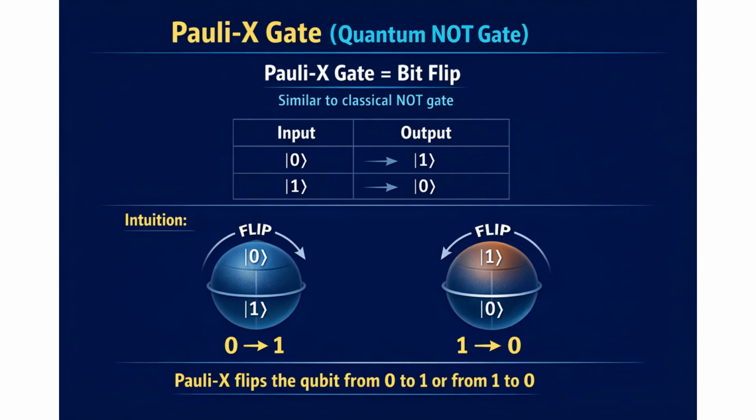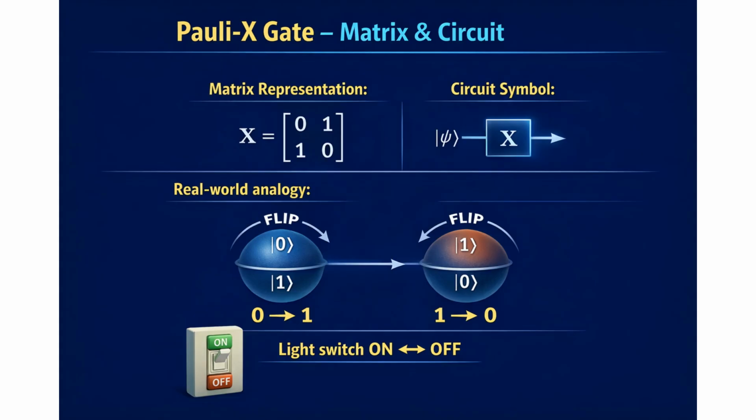The Pauli-X gate, also known as the quantum NOT gate, is a bit flip. It flips the qubit from 0 to 1 or from 1 to 0, similar to a classical NOT gate. The Pauli-X gate is represented by a matrix, and its circuit symbol is a box with an X. It can be seen as flipping a light switch on to off or off to on.